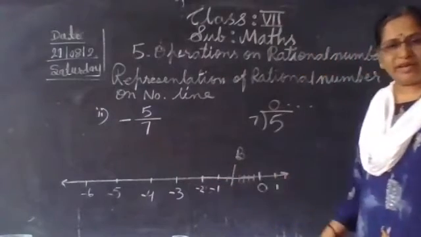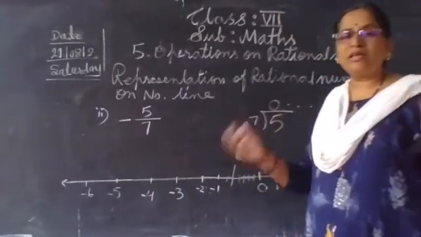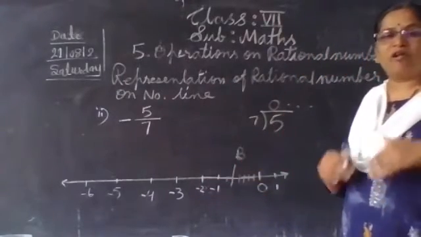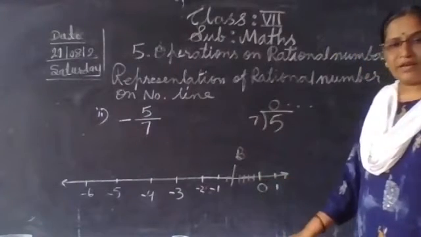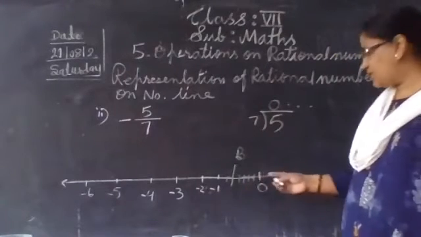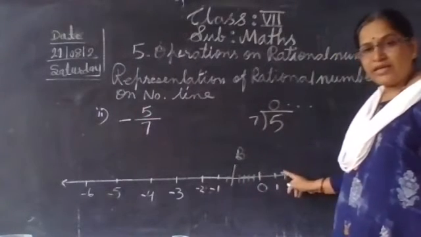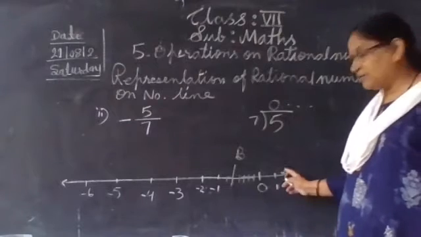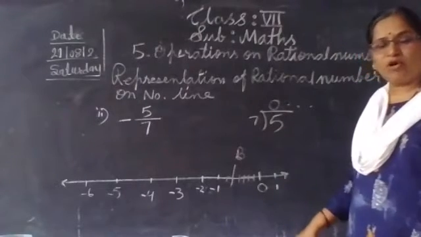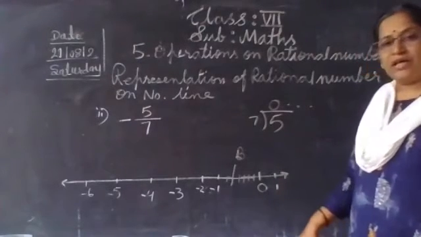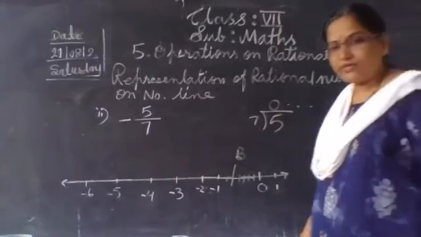That means what, they are infinite. So we can't show all the rational numbers on the same line or all the integers on the same line because they are infinite. That's why we are giving arrowheads on endpoints. Got it, beta?